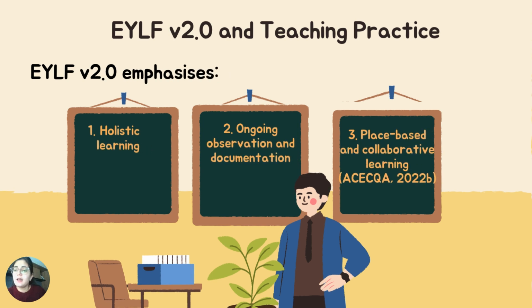Let's see the EYLF version 2, which encourages us to see each child as capable and competent. It shapes teaching through three key emphases: holistic learning, which ensures nurturing intellectual, social, physical, emotional, and spiritual development. Secondly, ongoing observation and documentation, which helps in understanding learning over time. Thirdly, place-based and collaborative learning, building connections with community and context.